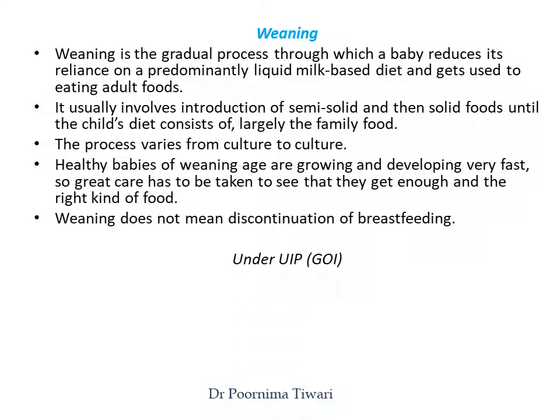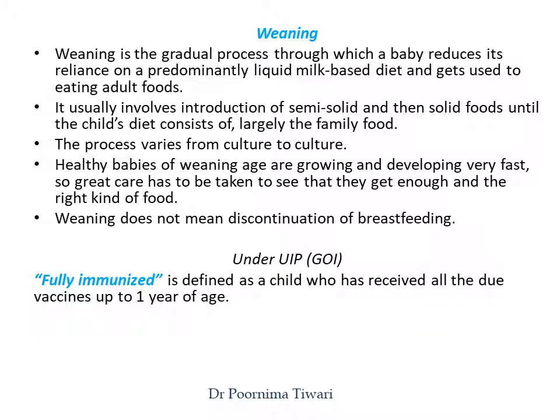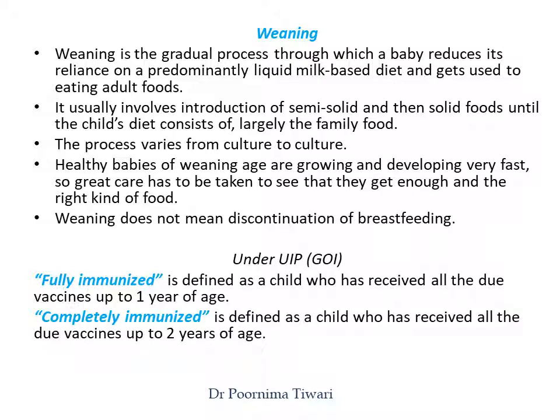Now, the fully immunized child is a definition given by the Government of India under the Universal Immunization Program. A fully immunized child is defined as a child who has received all the due vaccines up to 1 year of age by 1 year of age. A completely immunized child is defined as a child who has received all the vaccines which are due up to 2 years of age by 2 years of age. These terms are mainly used for surveys when you measure the immunization coverage, like the percentage of children who are fully immunized or the percentage of children who are completely immunized.